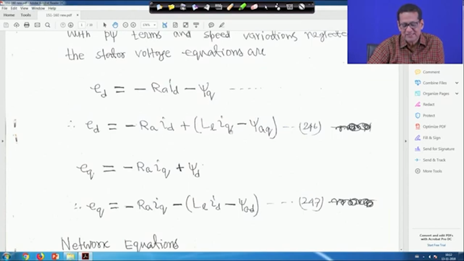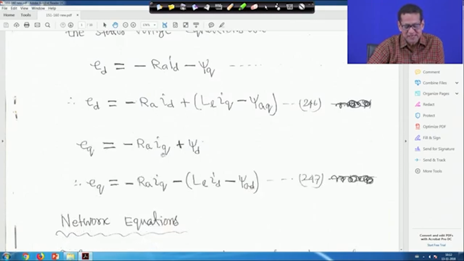Psi Q will be LLIQ minus psi AQ. This is coming from figure 20b, if I recall correctly; or just see the previous equations. This is actually equation 246. Similarly EQ is equal to minus RAIQ plus psi D, and this psi D is equal to LLID minus psi AD. This is again from figure 20a. Therefore, EQ is equal to minus RAIQ minus LLID minus psi AD. This is equation 247.